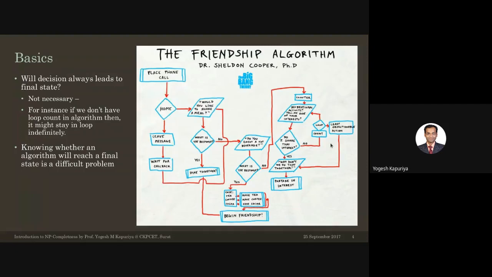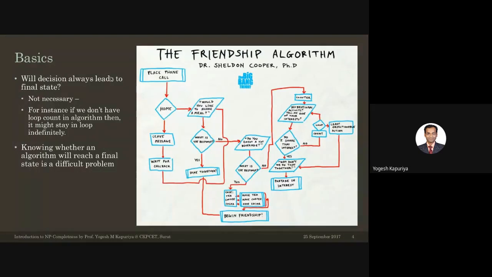The point Dr. Sheldon Cooper raised was that if you don't keep a counter on this loop, then there is no guarantee that this algorithm will terminate. Forget about the answer yes or no; if you don't have some counter on this loop, then this algorithm will never terminate. That was the issue raised by this person, and it's a very well-known issue in NP theory, and the entire NP theory was built upon it.